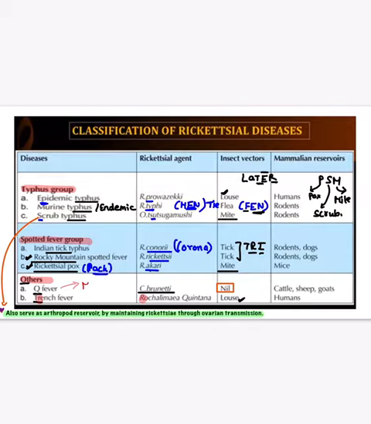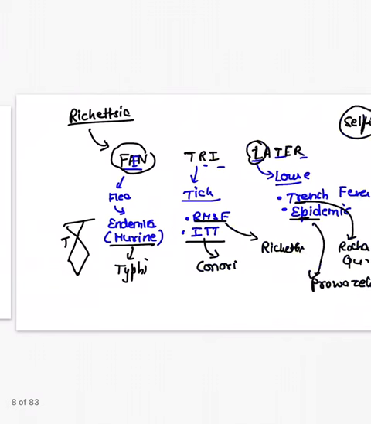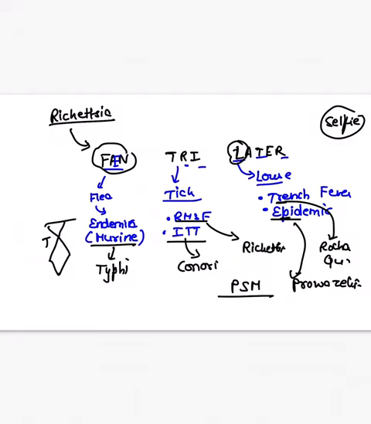Q fever, remember like this: "mujhe kyun kuch chahiye, I am self satisfied", that is, it has neither rash nor any vector. So you can see here, the nil means it does not require any vector for its transmission. And we forgot the other mnemonic, the PSM mnemonic. That is mite. For mite, what do you have, guys? You have pox and you have scrub typhus.